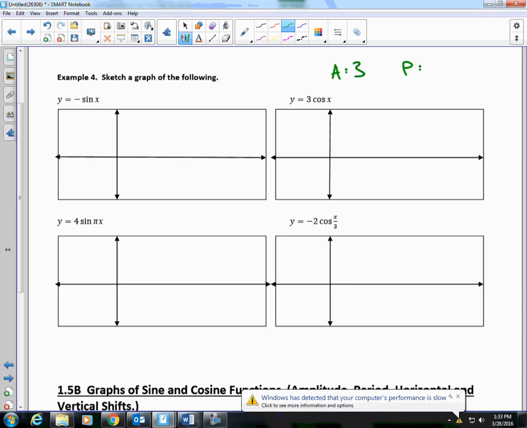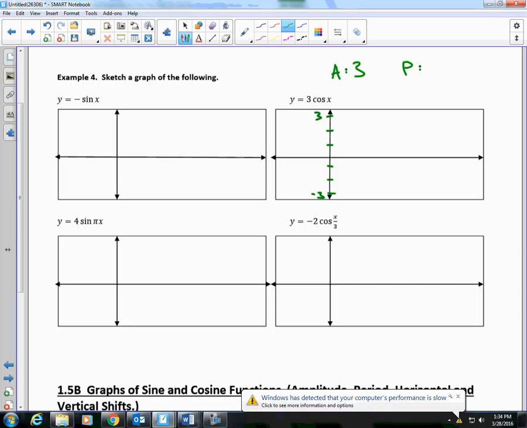Therefore, the graph will go 3 units above and 3 units below its axis of rotation. So all the graphs you look at today are going to rotate around the x-axis, or y equals 0. So it goes 3 units above and 3 units below. So that's the first thing you do, is to mark those off. Can you do that? Not too tough, is it?